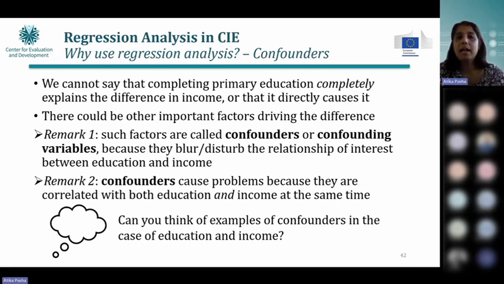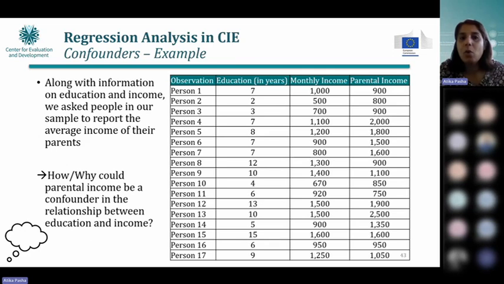The second point is the reason why they're problematic: these confounders not only affect income, they also tend to affect education. And so they're affecting both aspects at the same time. So let's think of a few examples in the case of education and income. What other things do you think affected your income earning? In our particular case, let's go with one confounder, which we think is parental income, so the level that you started off with.